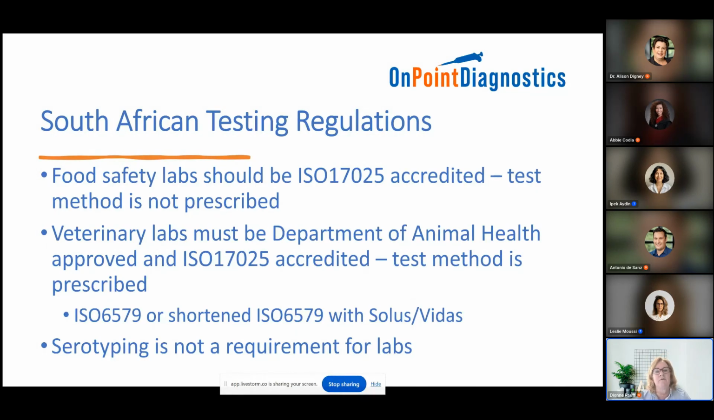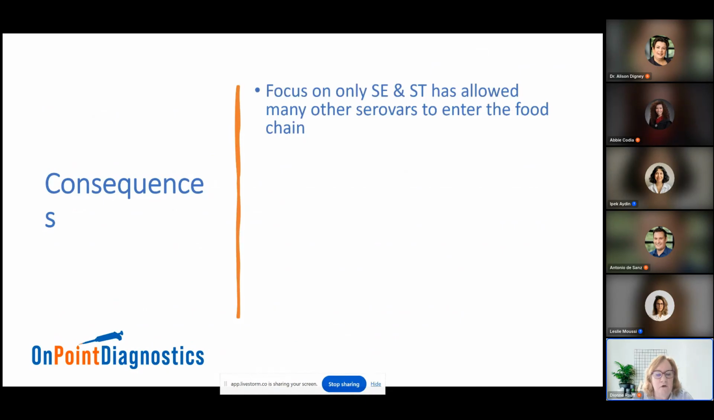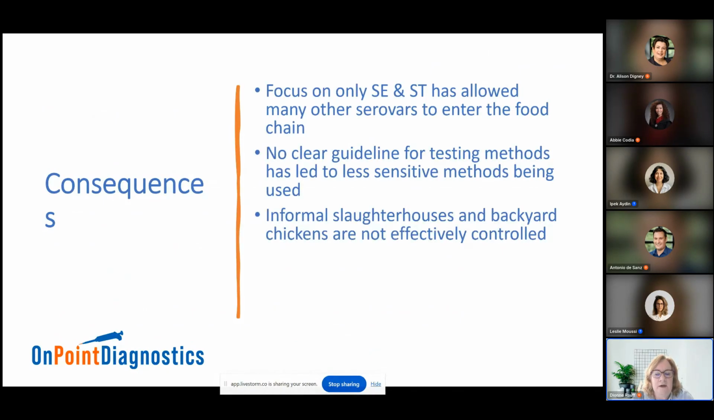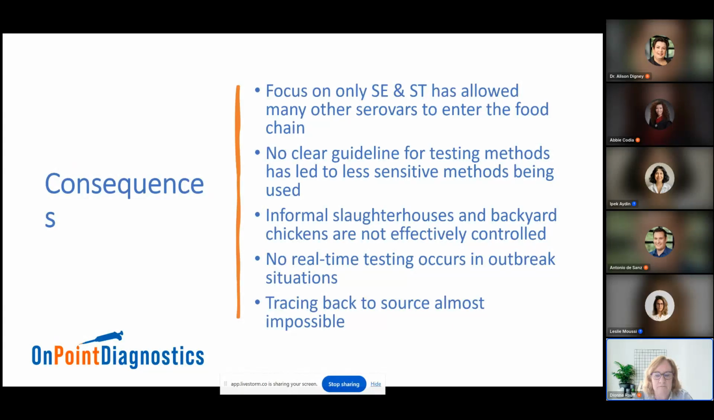However, the labs are allowed to use a shortened ISO 6579, where the negatives are identified using Solus or Vidas, and then they continue on with the positives. However, serotyping, once again, is not a requirement for any of the labs. The consequences thereof is that the focus has been mostly on SE and ST, and many other serovars enter the food chain.